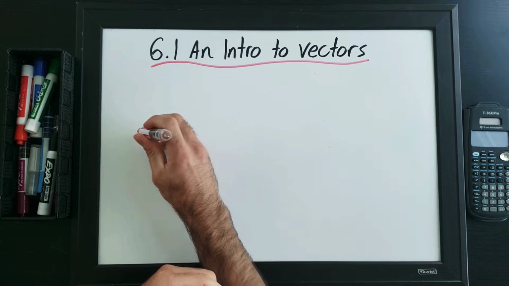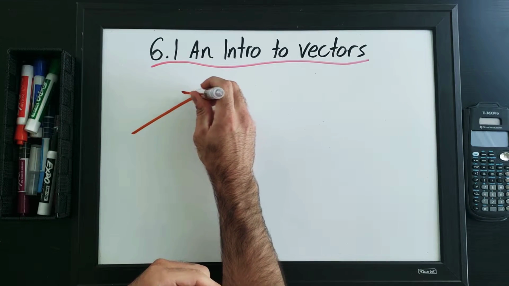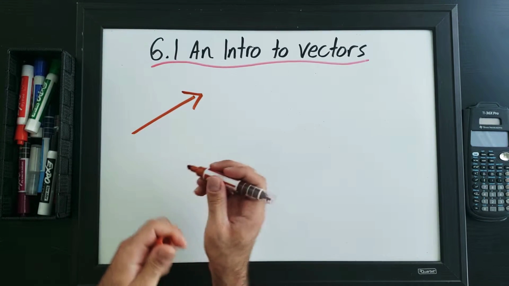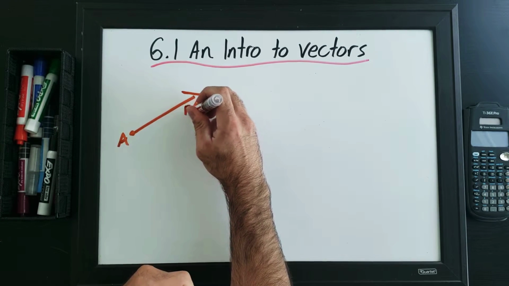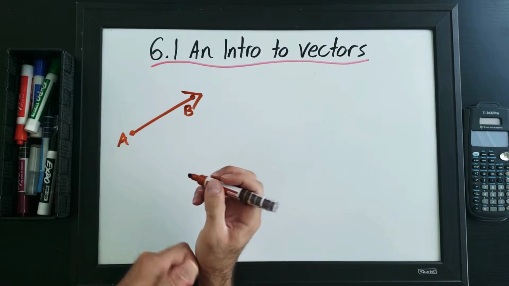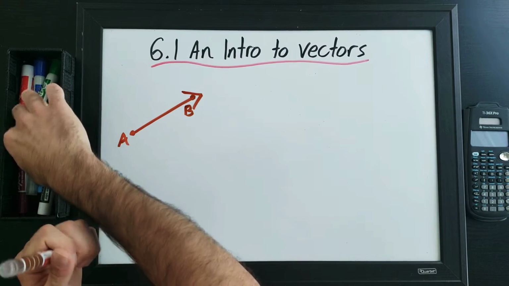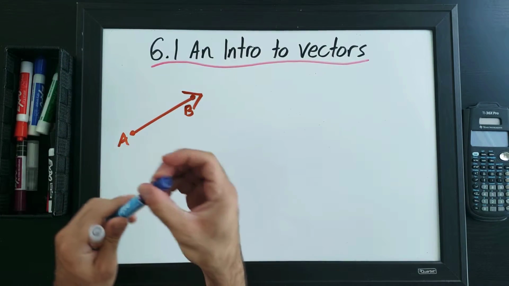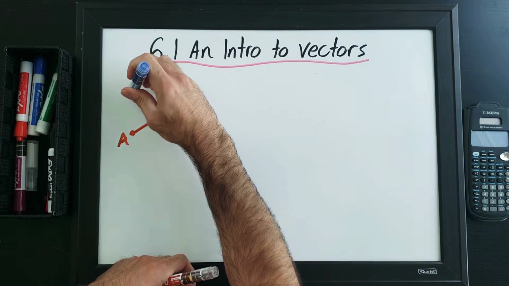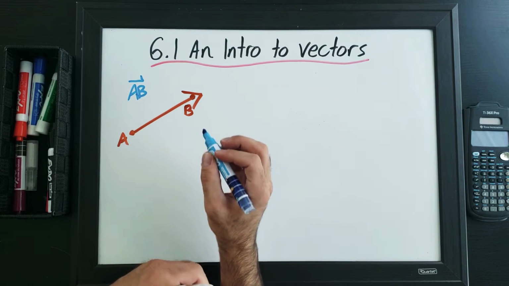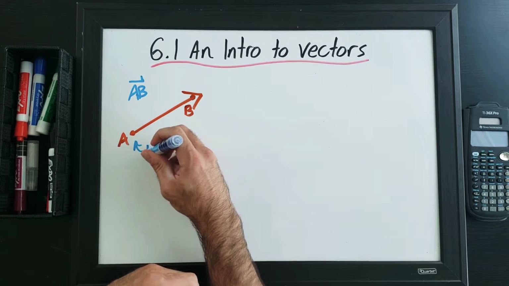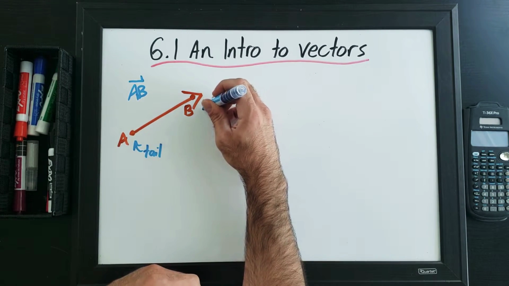So let's say I draw a line like this with an arrow. I can call one point of this A and one point of this B. Just some labeling. Let's say I call this a vector. This is vector AB. This is the tail, and this is the head.